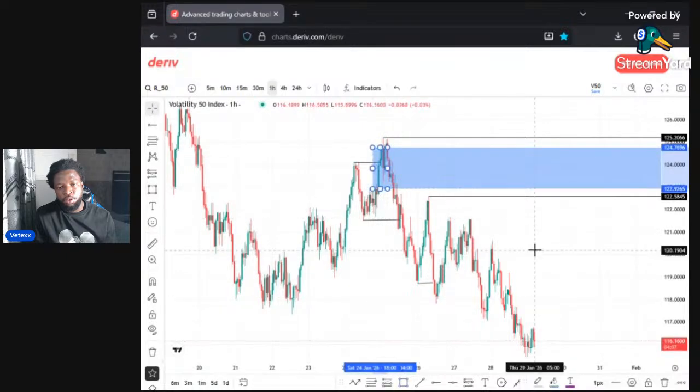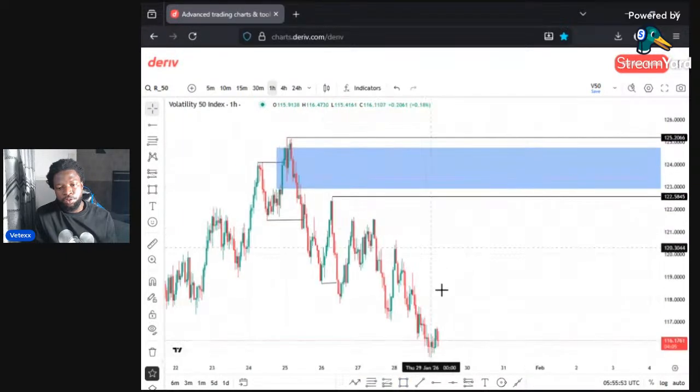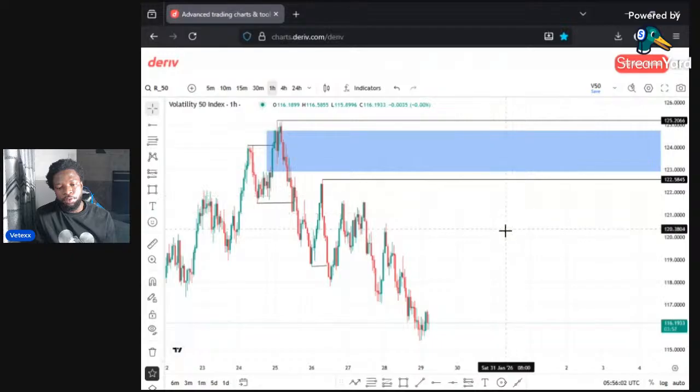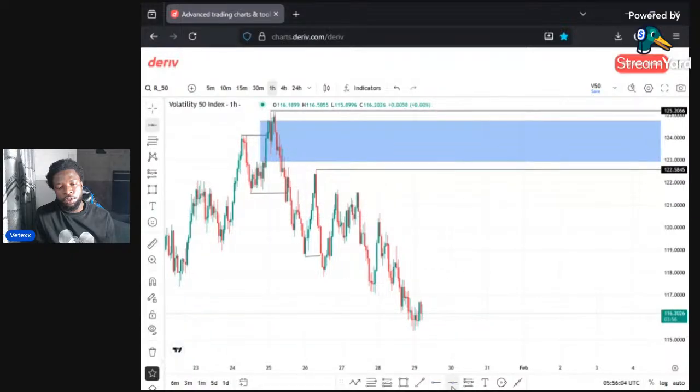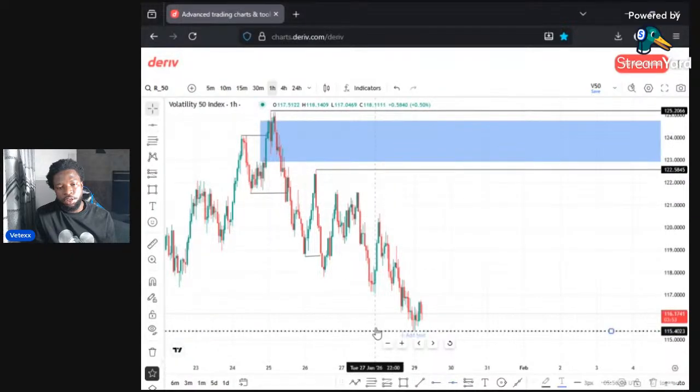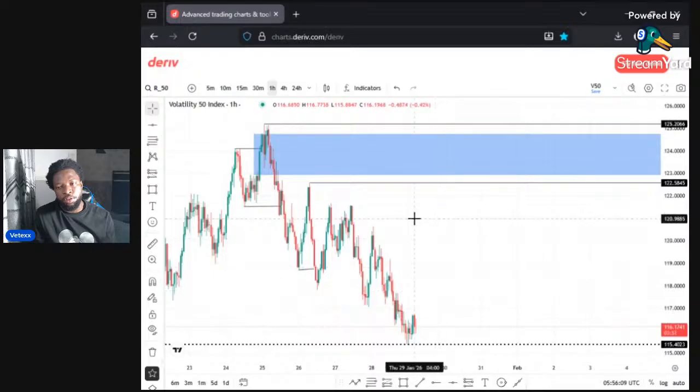So we're anticipating price to tap into this zone on the 4-hour time frame. Okay, once you tap into this zone on the 4-hour time frame, you can then anticipate more sells on the lower time frame, which is the 15 minutes or 30 minutes, until price takes out this target. Okay, so this is what we'll be anticipating.